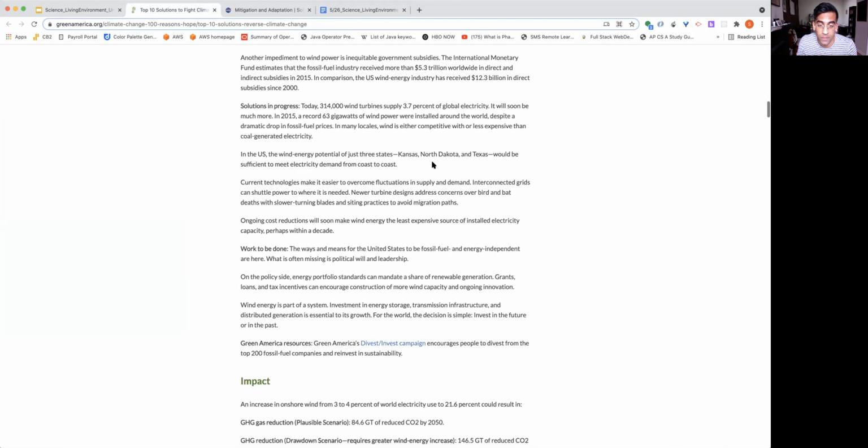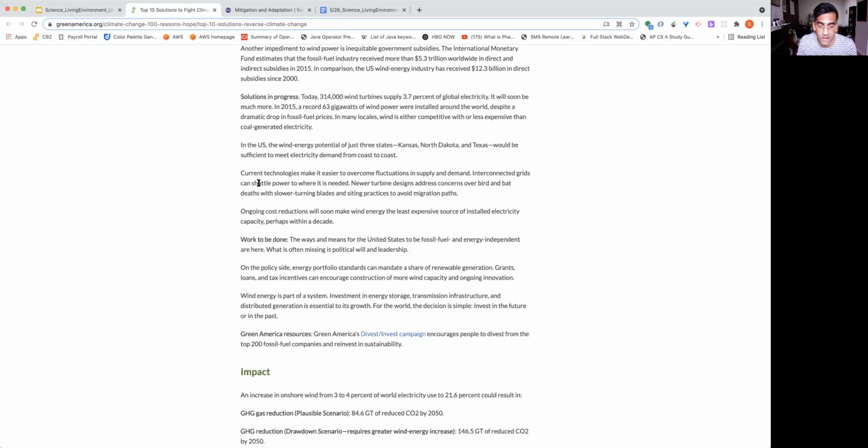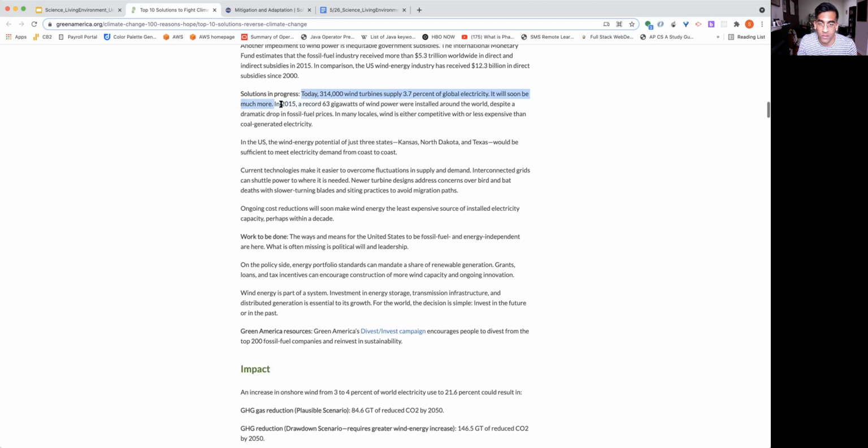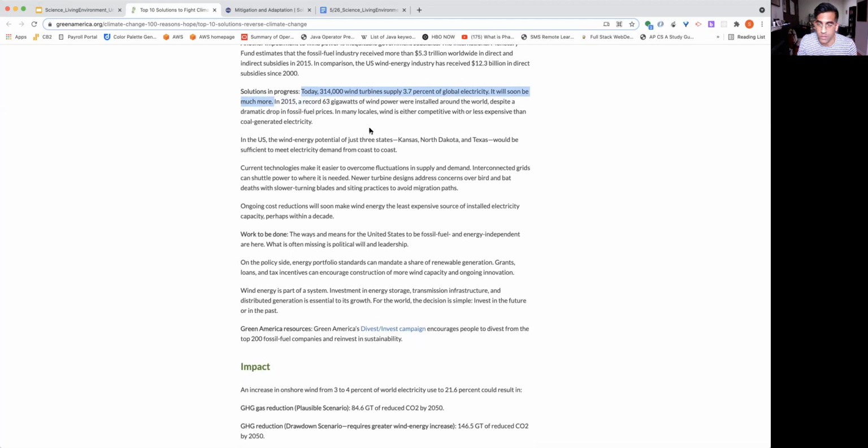And we can see down here as well, in the solutions in progress, today, 314,000 wind turbines supply 3.7% of global electricity. It will soon be much more.